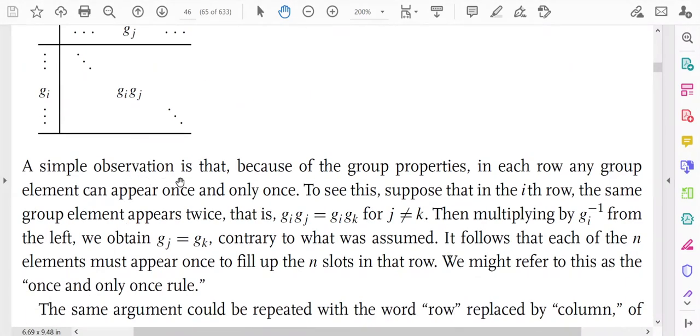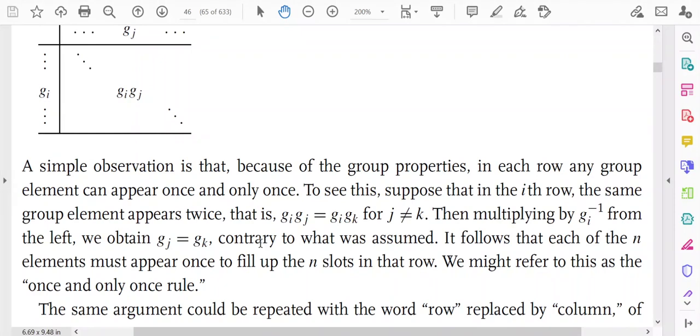A simple observation is that because of the group properties, in each row any group element can appear once and only once. So suppose there is a particular row in this multiplication table. In that table each element can occur once and only once. Why? To see this, suppose that in the ith row the same group element appears twice. So we assume that the same group element appears twice.